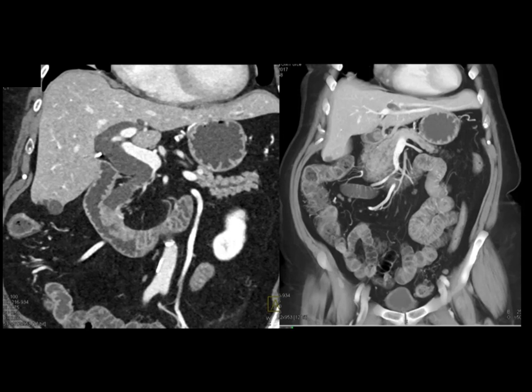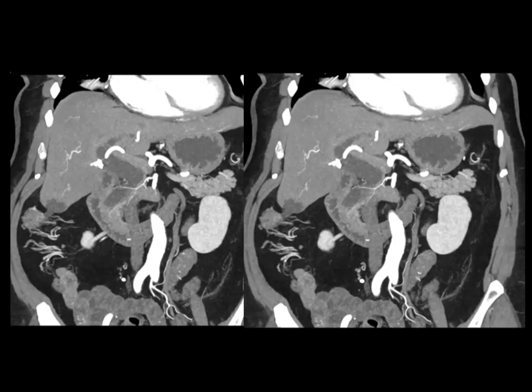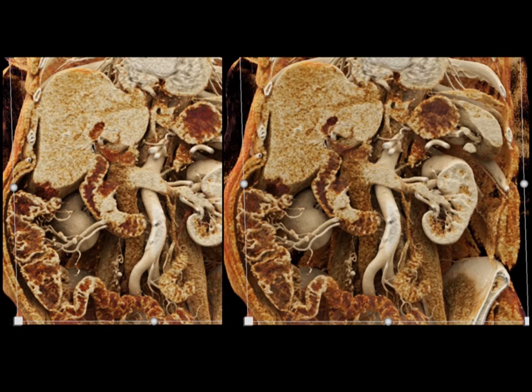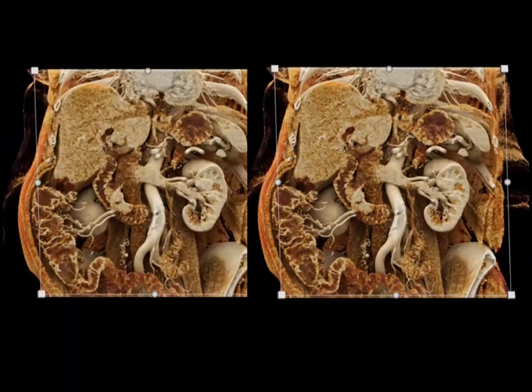Just a beautiful example. And here on the MIP of the full extent of the mass, the very abrupt drop-dead cutoff. And then here, this tumor by the ampulla. And then as we look down, you can see very nicely the tumor sitting there. So again, being able to look very carefully at these images becomes very critical.